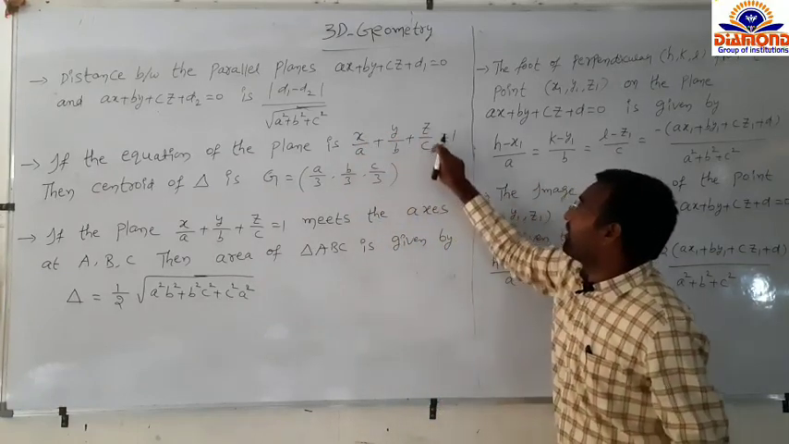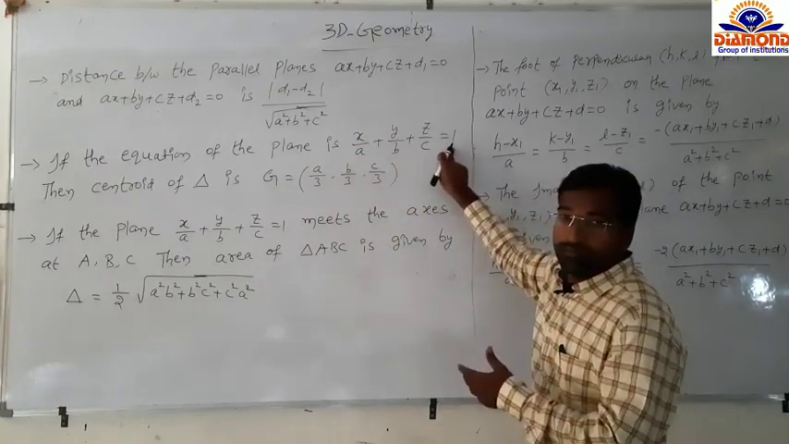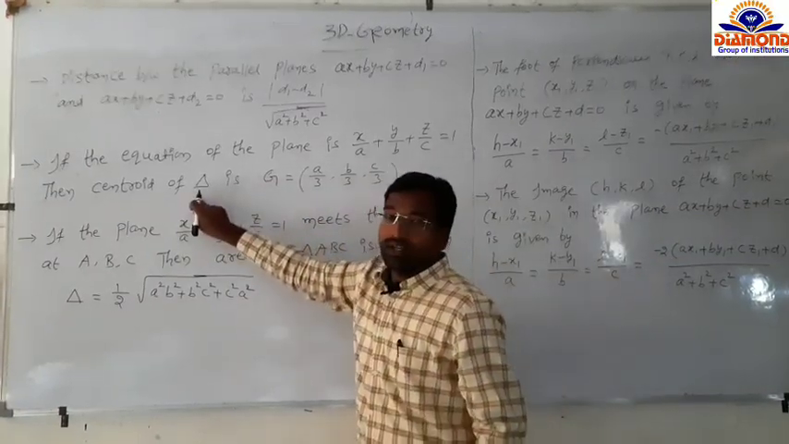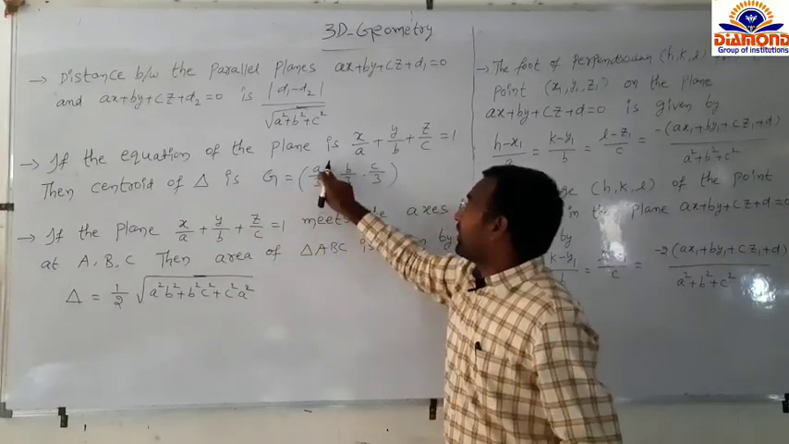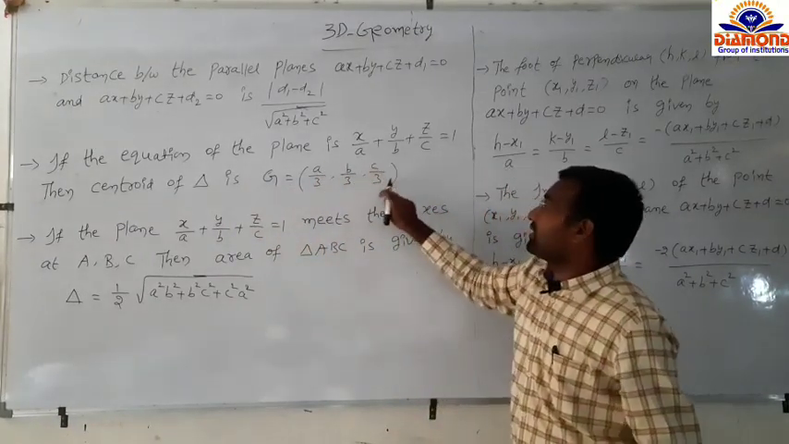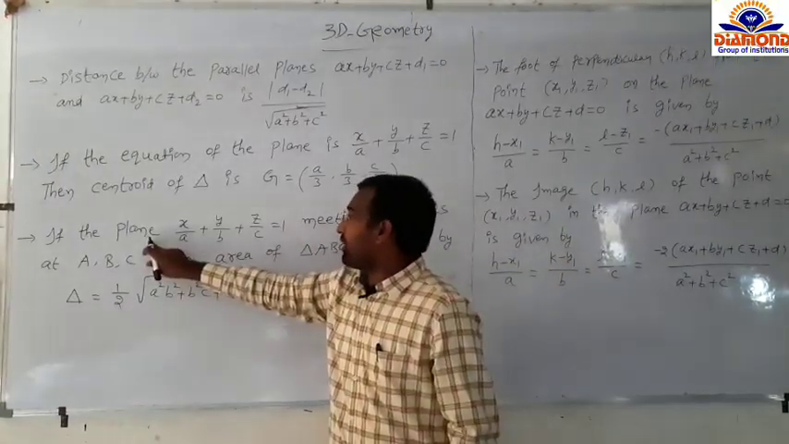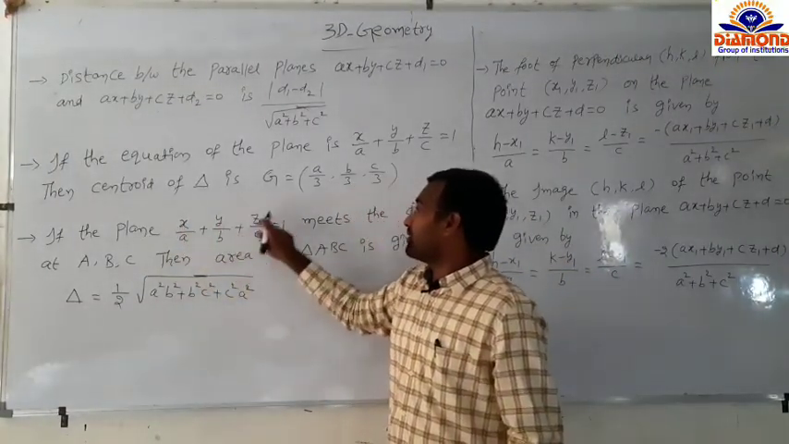Next point, important point: if the equation of the plane is x by a plus y by b plus z by c equal to 1, this is the equation of the plane in intercept form. At that time, the centroid of the triangle is G equal to a by 3 comma b by 3 comma c by 3.